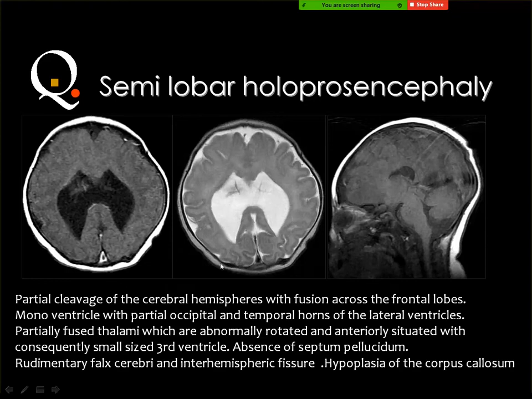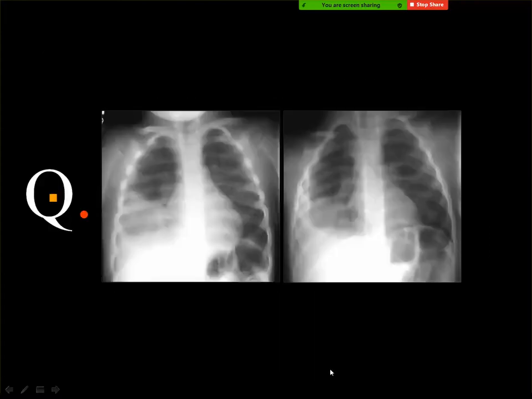And one of the best diagnostic criteria of the semilobar type is what is known as H-shaped ventricles. And you got rudimentary anterior falx and absence of the septum pellucidum and connection of the ventricles across the midline. Good. Next.